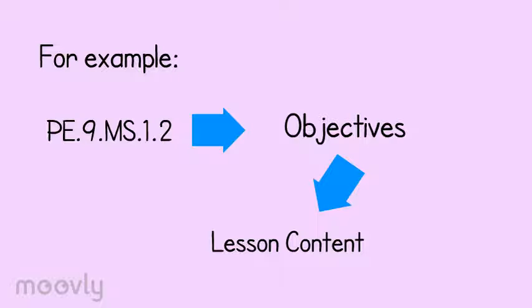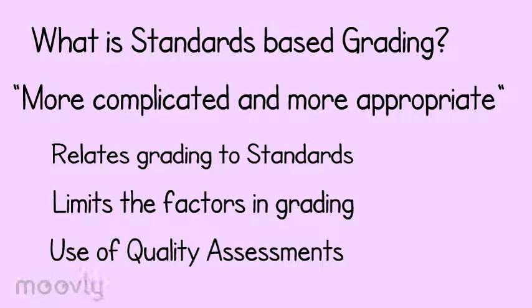For example, we have PE 9 MS 1-2. Apply fundamental motor skills and complex skills needed to participate successfully in at least 3 lifetime activities. Then you would go on to develop the objective, which is, by the end of the semester, the student will be able to demonstrate 3 lifetime activities. And then you'd go on to develop lesson content and pick 3 lifetime activities that you would teach during the year. But what is standards-based grading?